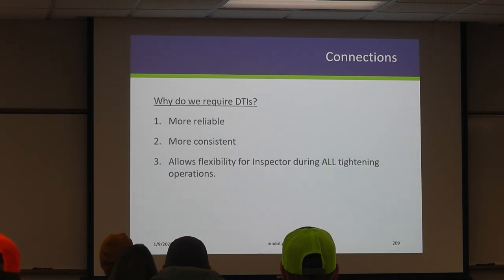Why do we use DTIs? They are more reliable than turning the nut, right? Because you can physically see that the protrusions have been crushed. And even if a bolting assembly is slightly loose when you started, they still can finally crush once you meet that elongation, right? Whereas rotation based, we have no idea because we don't know where it started. So they are more reliable. They tend to be more consistent.